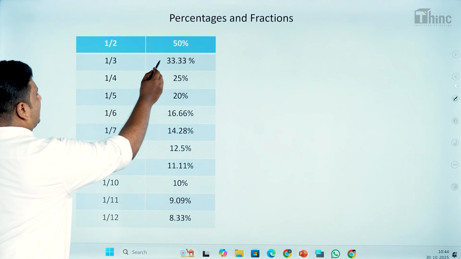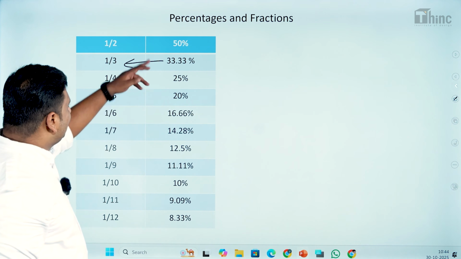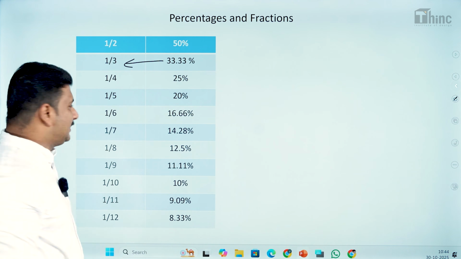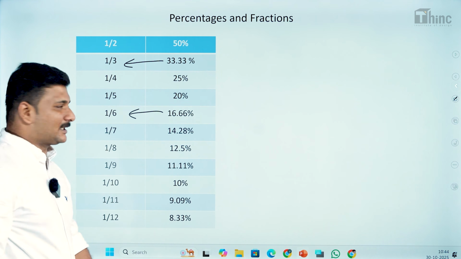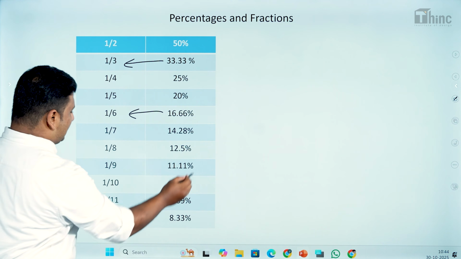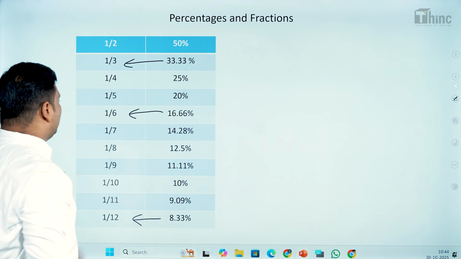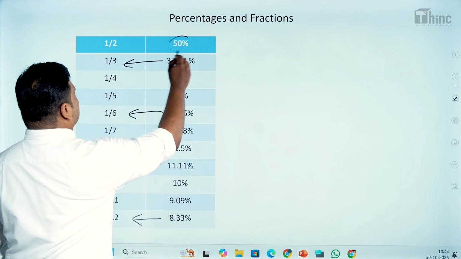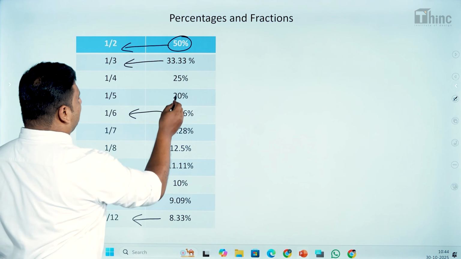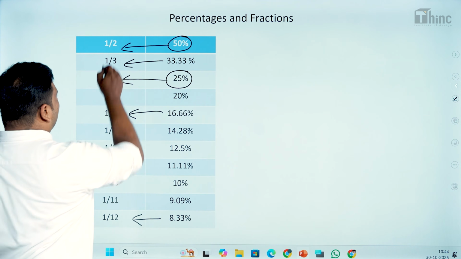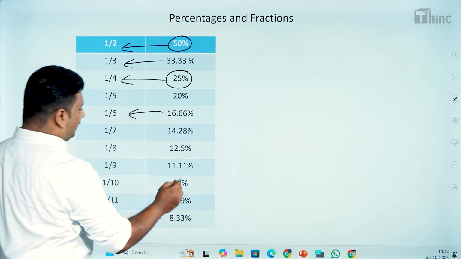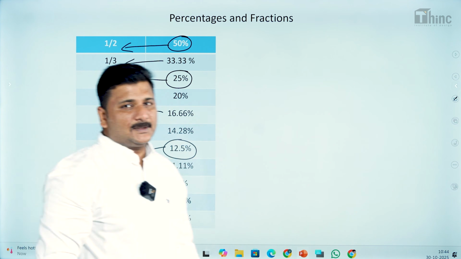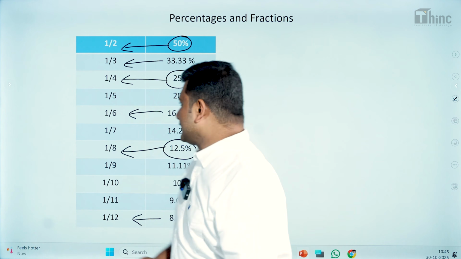So to find 33.33% of a number, we'll use 1 by 3. And what is half of 33.33? It's 16.66. So we'll use half of 1 by 3, that is 1 by 6, as the corresponding fraction. Now what is half of 16.66? It's 8.33. So we'll take half of 1 by 6, that is 1 by 12. Now to find 50%, as I said before, we'll use 1 by 2. Half of 50 is 25, so we'll use half of 1 by 2, that is 1 by 4. And what is half of 25? It is 12.5. So we'll take half of 1 by 4, which is 1 by 8. So this is how we'll make use of the percentages and the corresponding fractions.